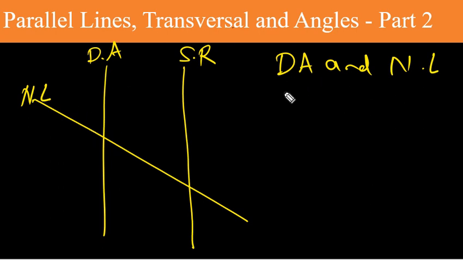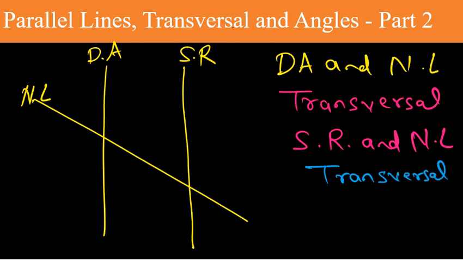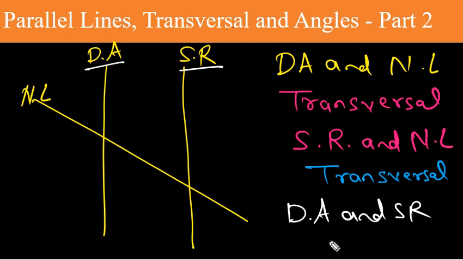They are transversal. Similarly, what is the relationship between State Road and Network Lane? They are also transversal. Now what is the relationship between DA and SR? Danish Avenue and Straight Road? So they are parallel. Danish Avenue is parallel to Straight Road.